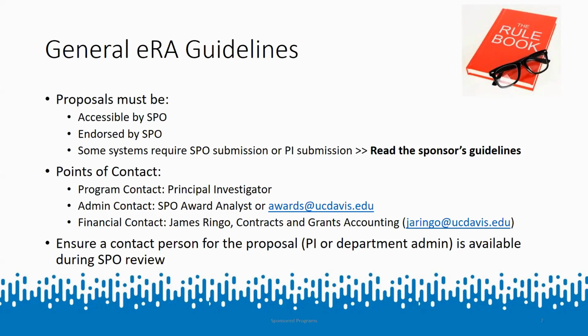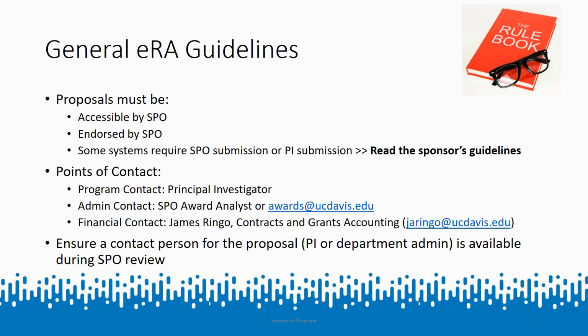So, points of contact. The program contact is the principal investigator, the lead PI, the contact PI. The admin contact in these systems is not you. It is SPO. If you know who the award analyst will be, you can give it to them. You can list them, or you can just use this email, awards@ucdavis.edu, and it can go to the general one.